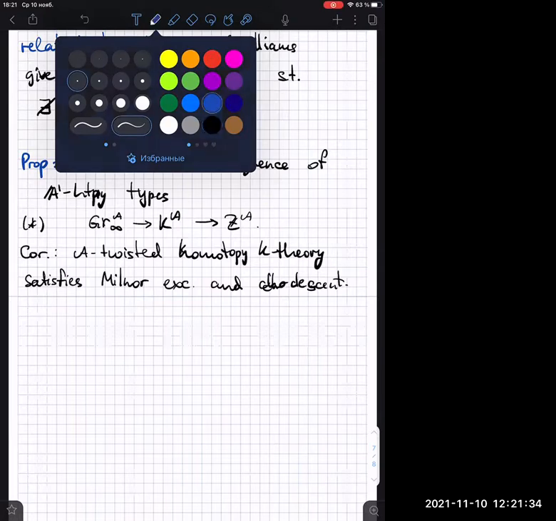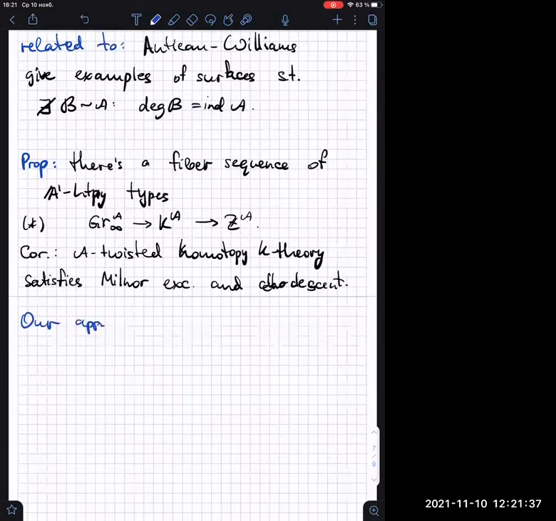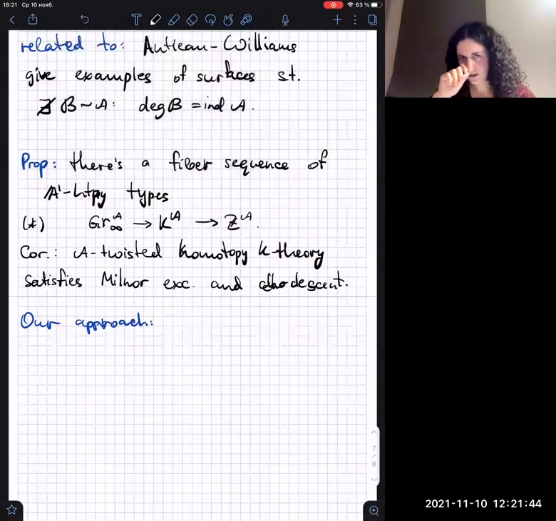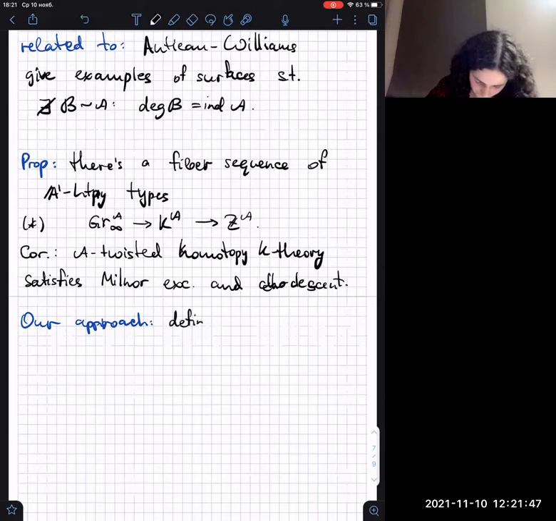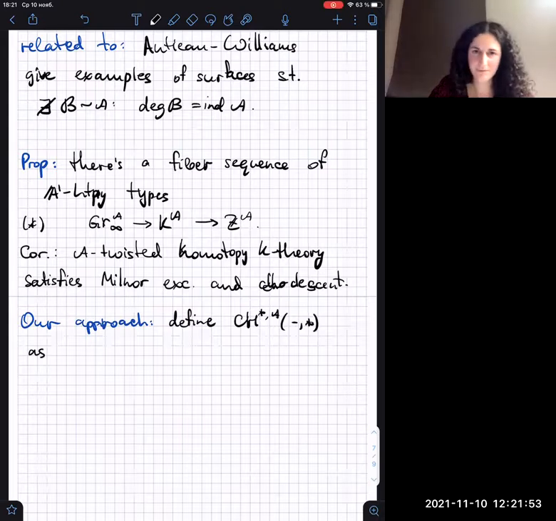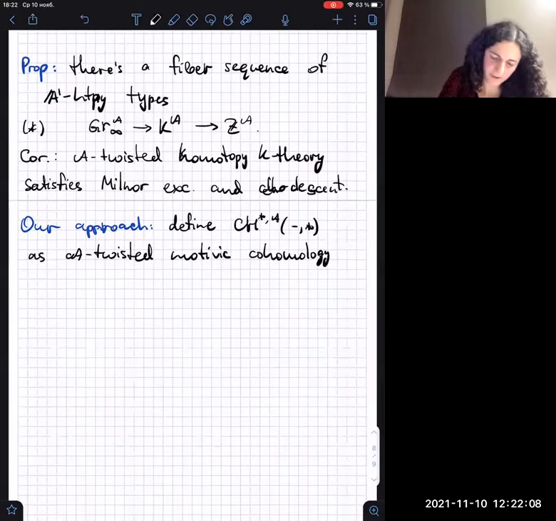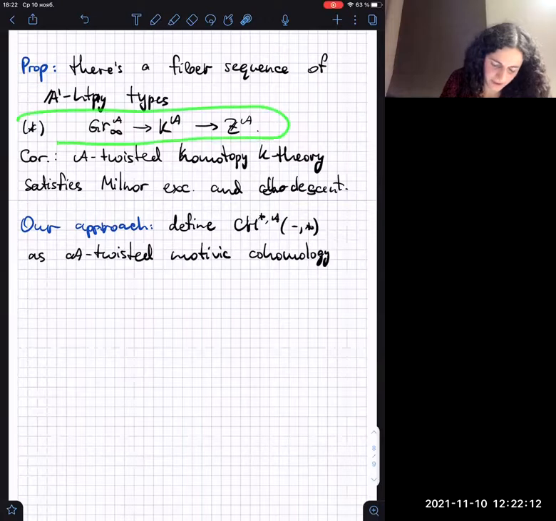Okay, so our approach is to define these twisted Chow groups as a twisted motivic homology, which, let me show you, is this fiber sequence. I'm not just casually mentioning it for no reason. This is actually the main technical input for us.